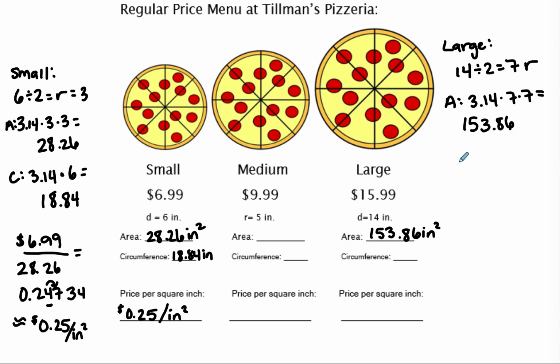That is square inches. Let's do the circumference. Circumference is pi times diameter, so 3.14 times 14 equals 43.96 inches.